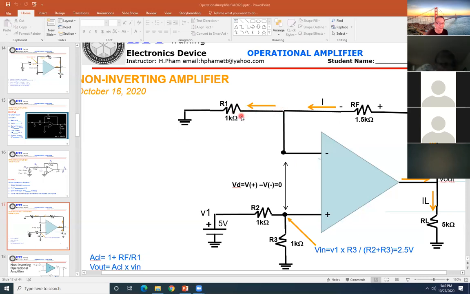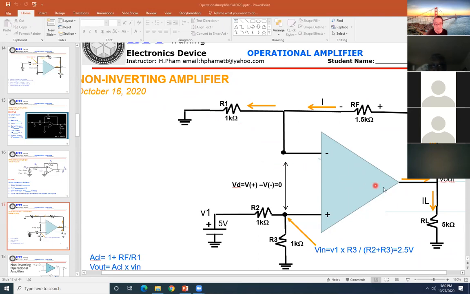You take 2.5 divided by R1. You get that current. Basically, that current will be coming out from here, and this current goes to here, they cannot go down. They go into R1. So, after we do a calculation, the gain for the non-inverting will be equal to 1 plus RF divided by R1. Okay, that is the gain.